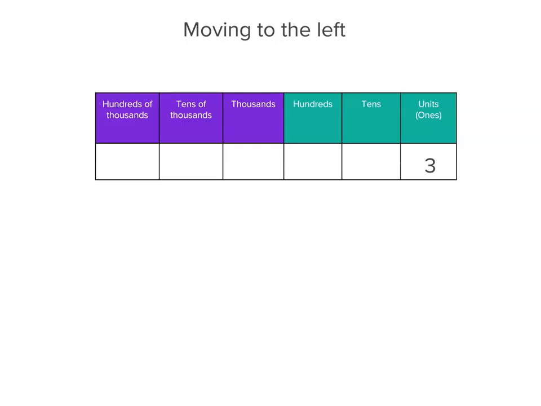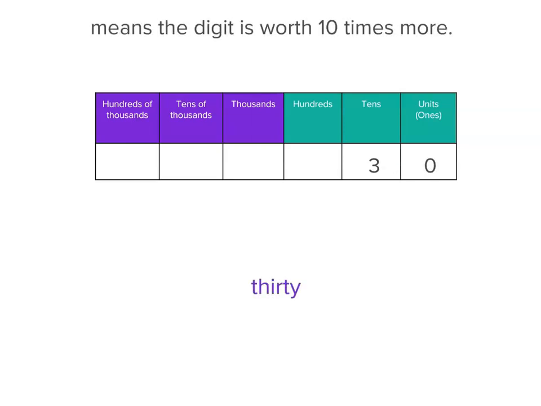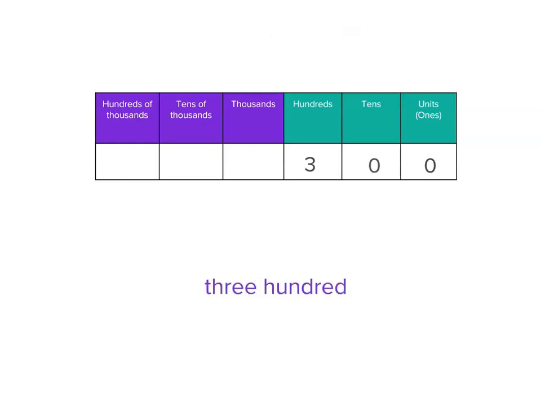Now, when we move between columns, let's say we move our digit to the left. At the moment, it's three units. Now it's 3 tens, so it's worth 10 times more. It's 30. If we move left again, it's 10 times more again, so it's 300. Now this time, it's 3,000. So each time it's got a value 10 times more than the previous column.